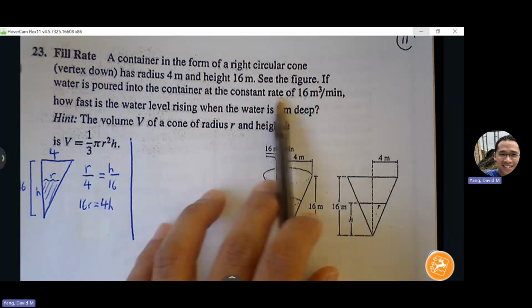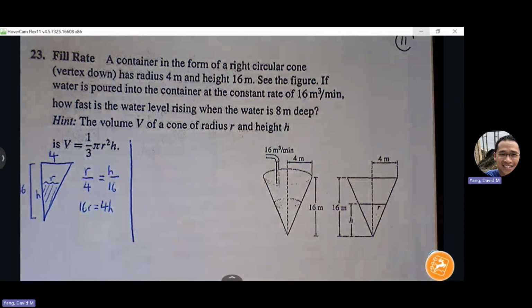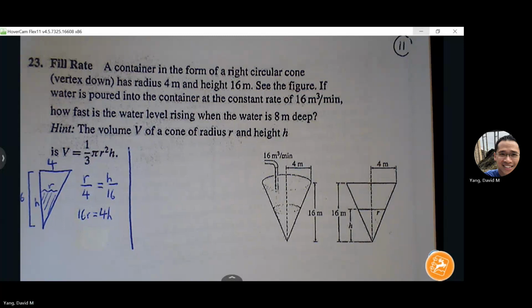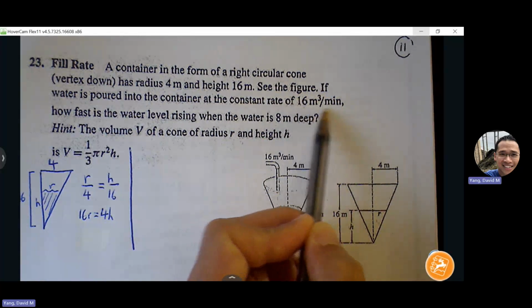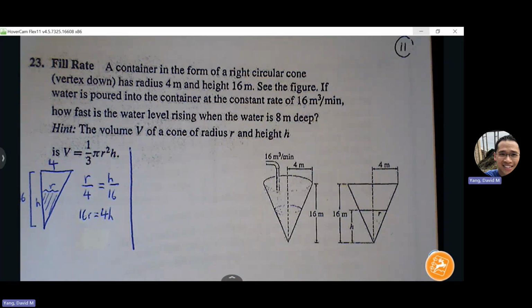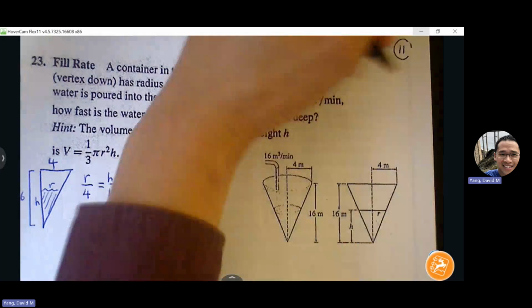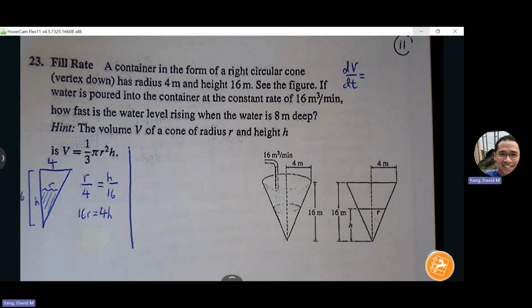Water is poured through the container at a constant rate of 16 cubic meters per minute. What information is that? At that point, the radius and the height would be changing, right? Well, what variable is this referring to? It's volume. Is it just volume? It's volume over time, so dV over dt. Positive or negative? Positive, because it's increasing.